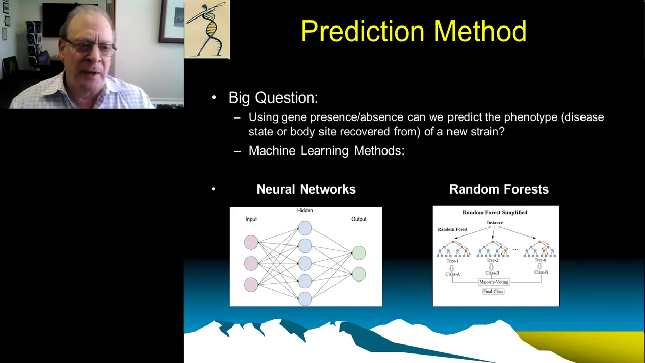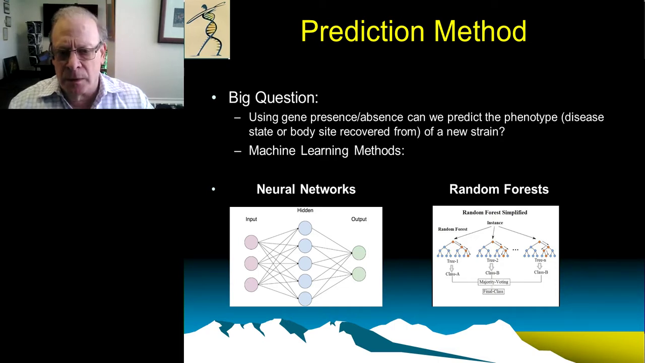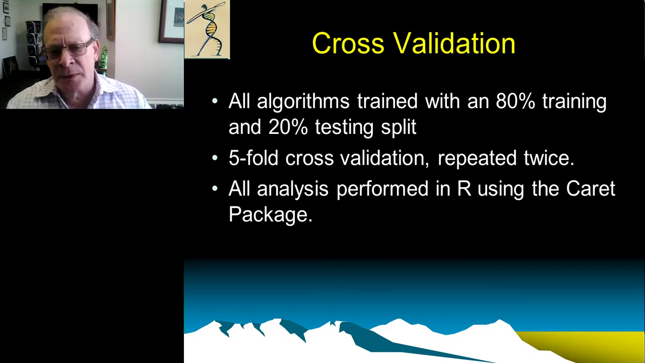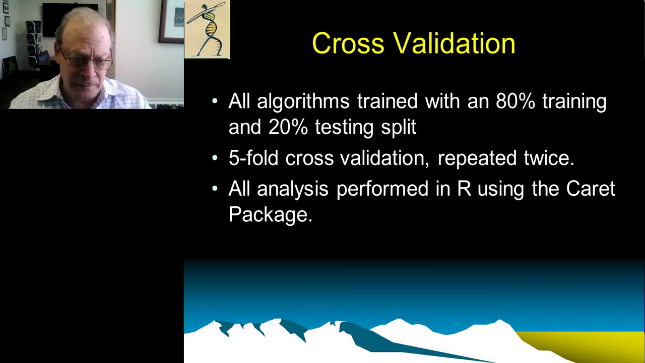So we used 2 different methods. We used neural networks and random forests, and then used gene presence or absence to do training. And the way it worked was we trained the algorithms on 80% of the strains, holding back 20% to then test. And we did 5-fold cross validation, repeated twice. All analyses were performed in R using the caret package.